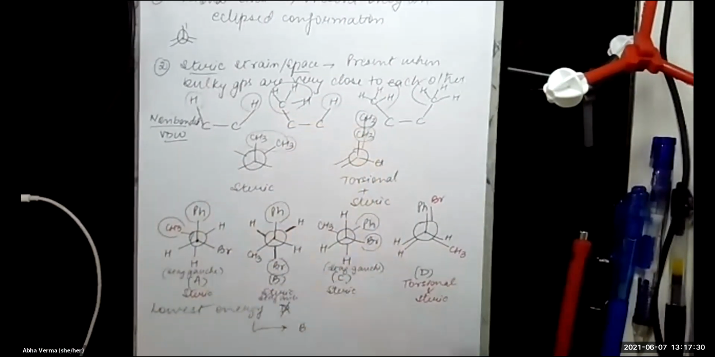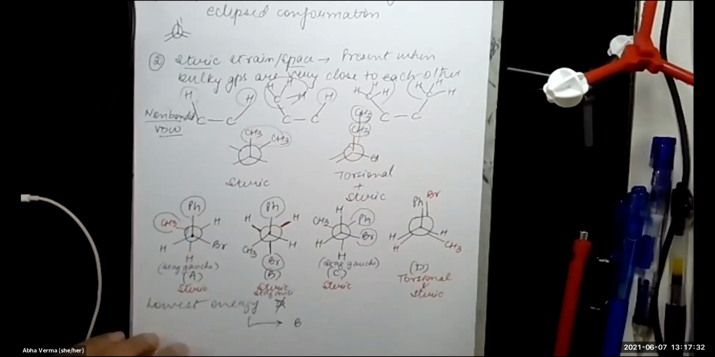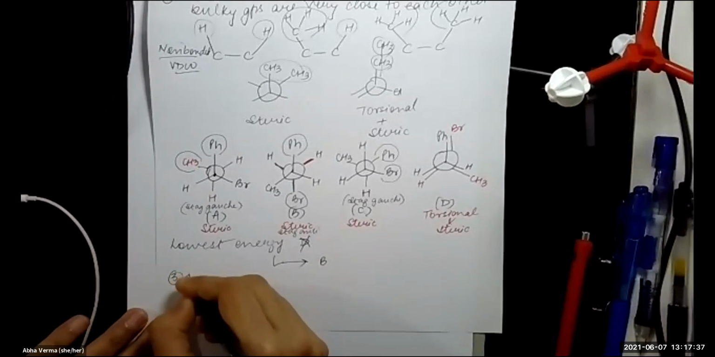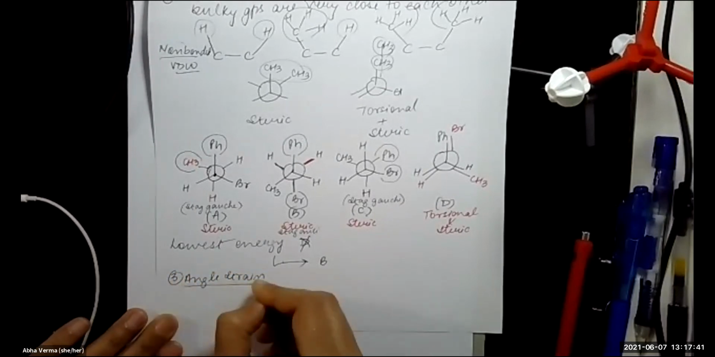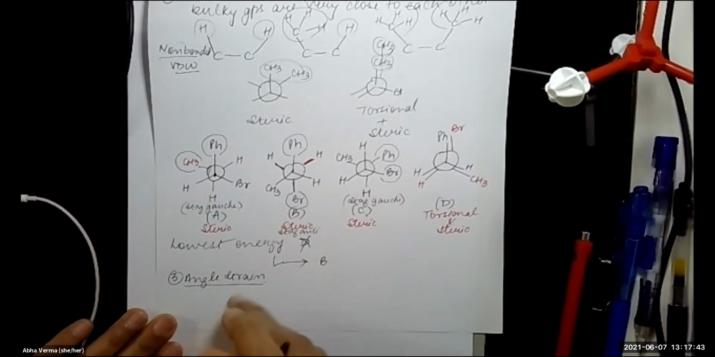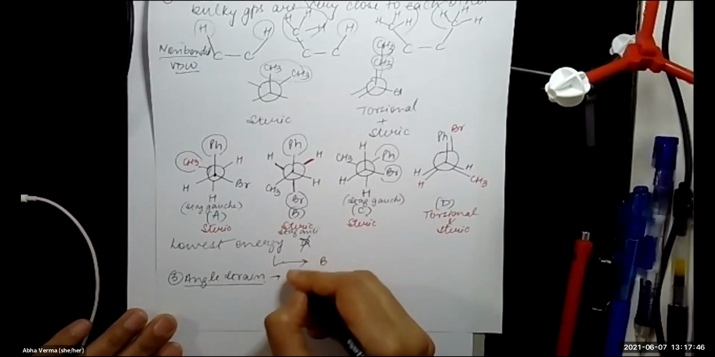The third kind of strain that we will look at is the angle strain. Angle strain arises in our cyclic compounds. So remember your hybridization at this point.